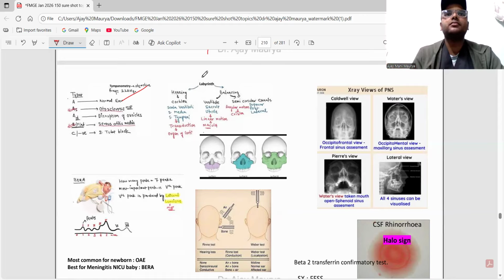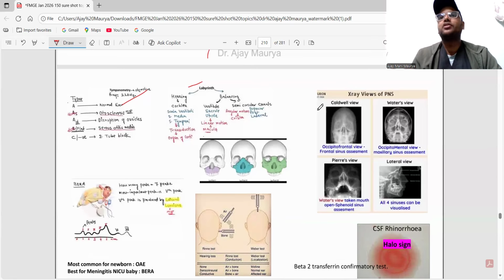Okay. Labyrinth: for hearing, it is the cochlea. For balancing, it is the vestibule and the semicircular canals. For linear motion, it is the otolith organs, utricle and saccule. Okay, for angular motion, it is going to be your semicircular canals. Okay, that's what you have to remember.